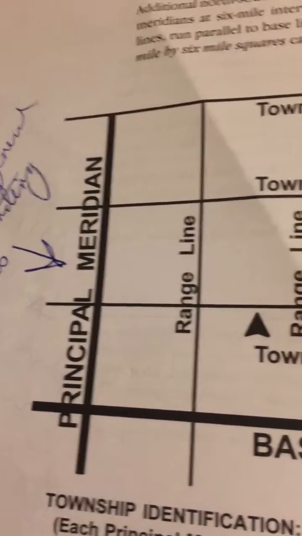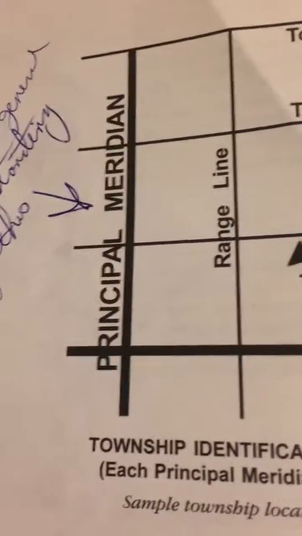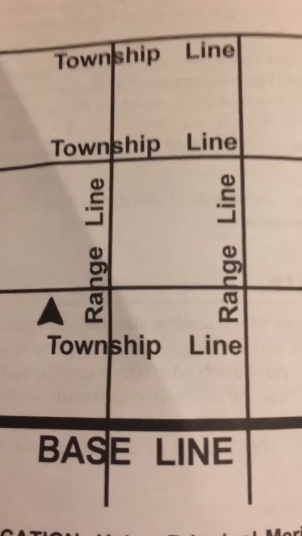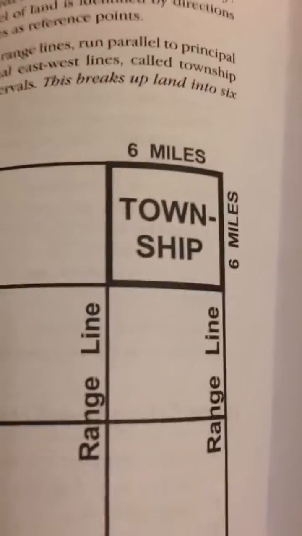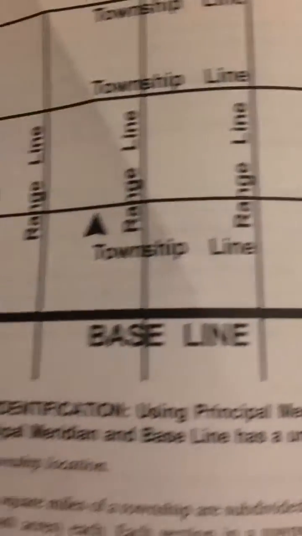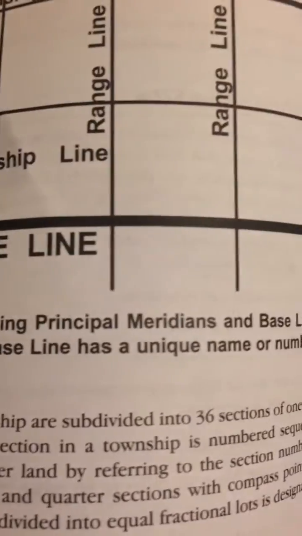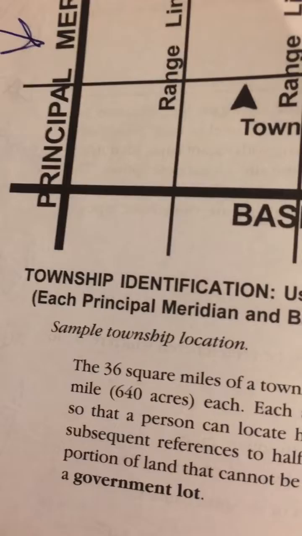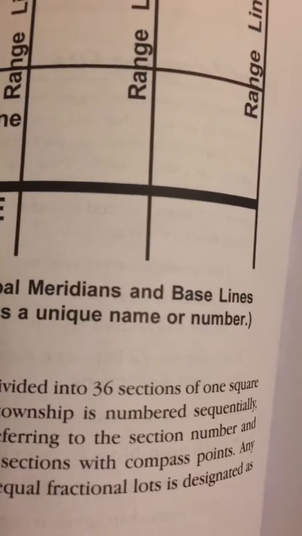Principal meridian, up and down. Range line, up and down. Baseline on the bottom. Range lines go up. Township lines go east, west, left, right. And then you have your township, which is 6 miles by 6 miles. Township identification: using principal meridians and baselines, each principal meridian and baseline has a unique name or number.